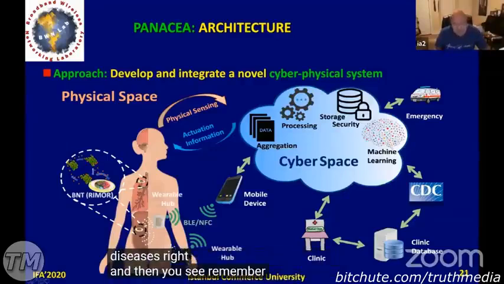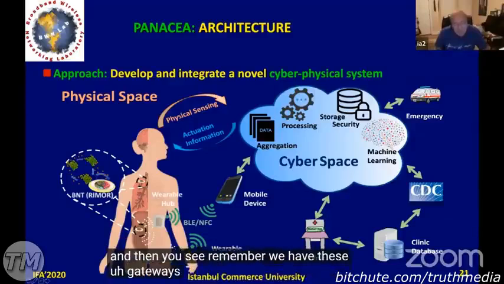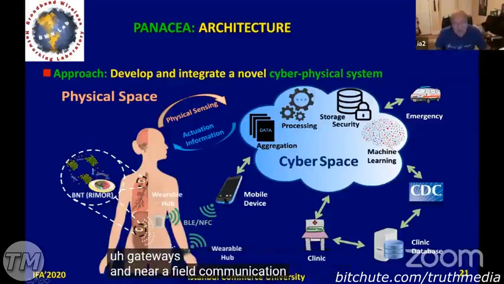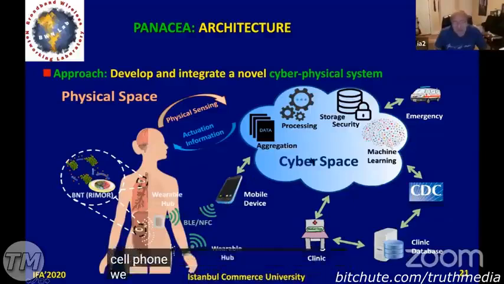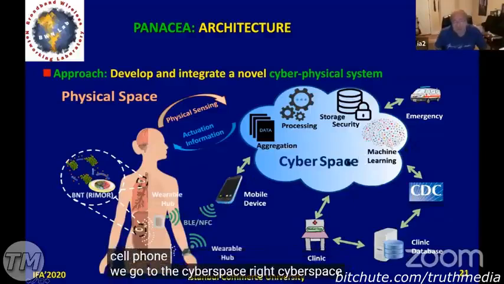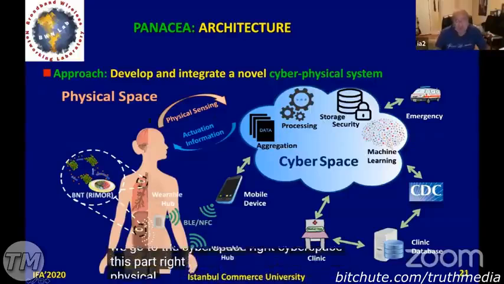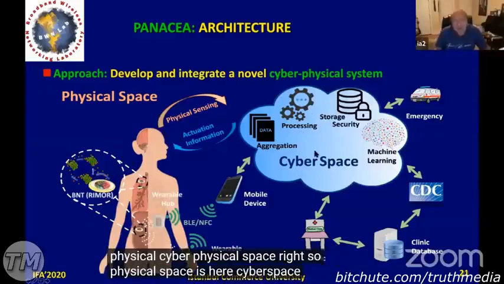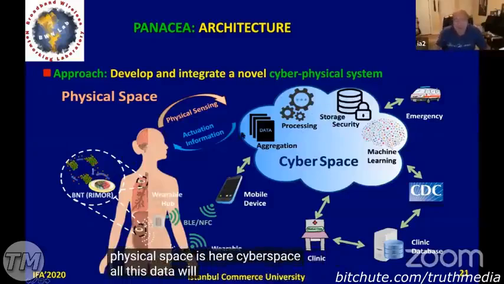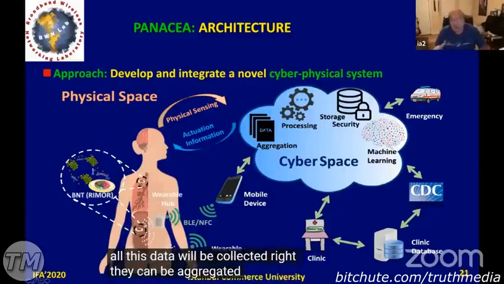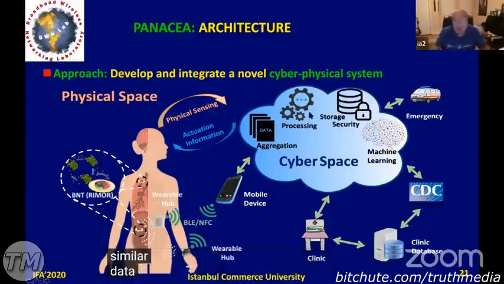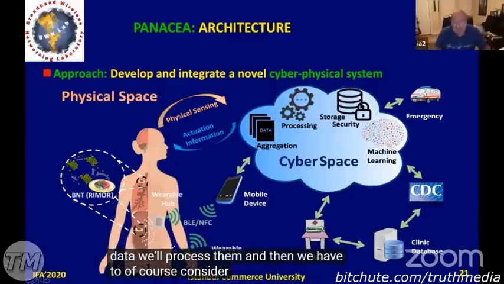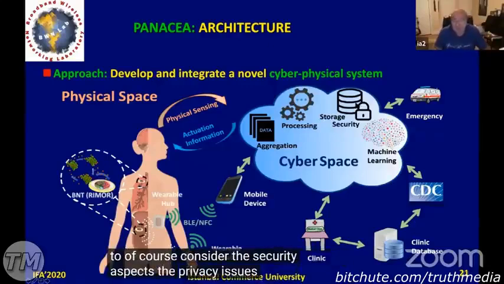And then, remember, we had these gateways, and near field communication through the cell phone, we go to the cyberspace, right? Cyberspace, this part. Cyber physical space, right? So physical space is here, cyberspace. All this data will be collected, right? They can be aggregated when they have similar data. We'll process them. And then we have to, of course, consider the security aspects and the privacy issues.